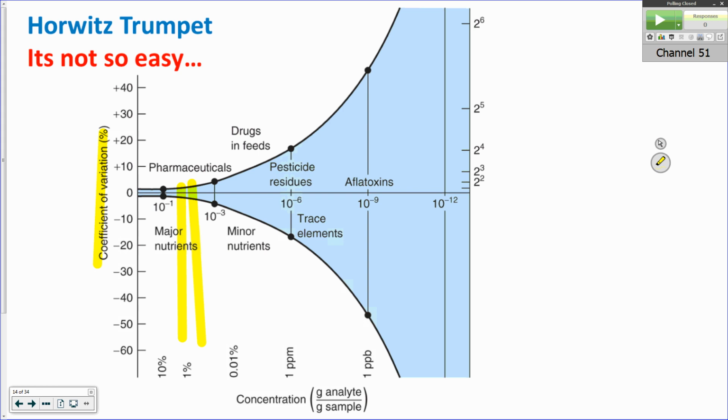But when you start looking at things that are at the lower levels, such as pesticide residues or maybe trace elements, you're in the part per million range, and 20% is not unheard of. And then you start looking at contaminants that have high toxicity associated with them, things like aflatoxins.